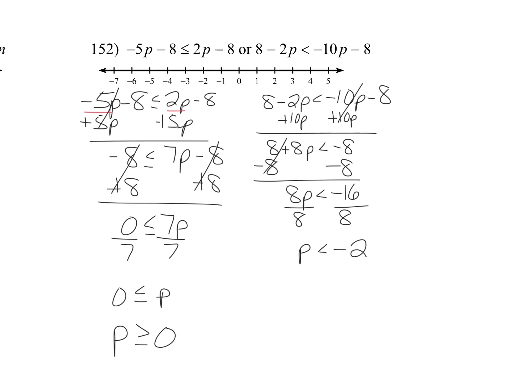So take them both separately and graph them. Let's look at p is greater than or equal to 0. 0, open or closed? Closed, going to the right. p is less than negative 2. Negative 2, open or closed? Open, going left. Is that what we wanted our graph to look like? Yes.